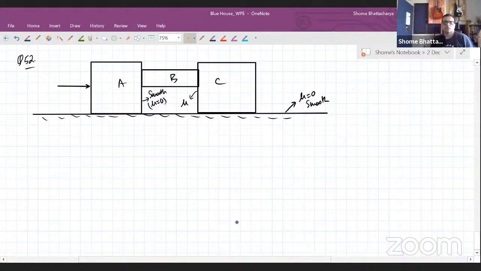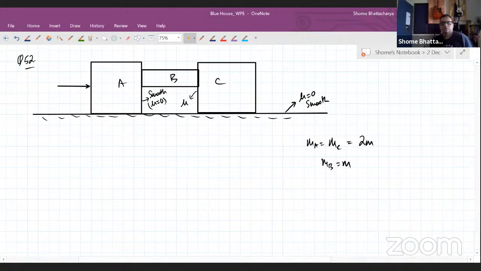Now mass of A is equal to mass of C, equal to 2m, whereas mass of B is m. So this is the information given to us. The system is pushed by a force F. All surfaces are smooth except for the surface between B and C. Friction coefficient between B and C is mu. Find the minimum value of F to prevent B from slipping down. So we have to find what minimum value of force we have to apply from this side.